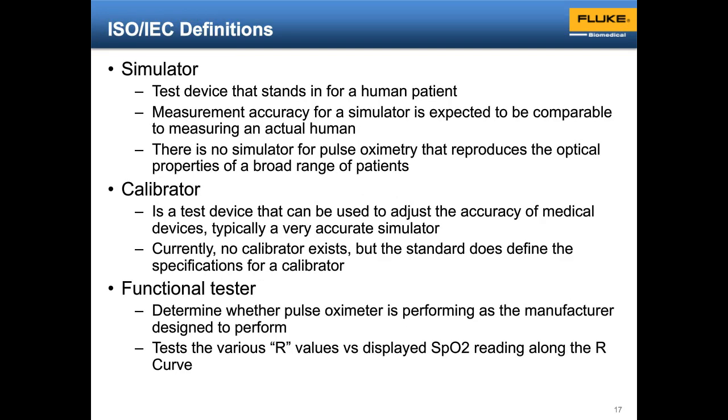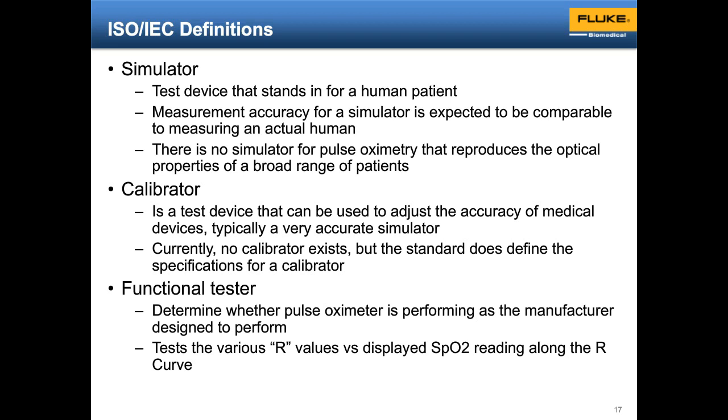So IEC and ISO define a simulator, a calibrator, and a functional tester, and it's important to know the distinction between them. A simulator is a test device that stands in for a human patient, and there are tons of simulators out there, from ECG to respiration and a host of other physiological measurements. The measurement accuracy for a simulator is expected to be comparable to measurement on an actual human being. Right now, today, there's no simulator for a pulse oximeter. It would reproduce the optical properties on a broad range of patients, meaning that we can simulate blood under an SpO2 sensor carrying oxygen or not carrying oxygen.